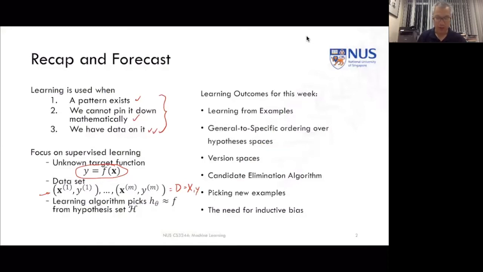Okay, and the learning algorithm that we're going to execute might be parameterized by some parameters. We're going to call those theta, or in other cases, you'll see W's, and it's going to pick a hypothesis from a target set of hypotheses that it has available to choose from, script H, which might be infinite in size. Okay, but let's take a look at the learning outcomes for this week.